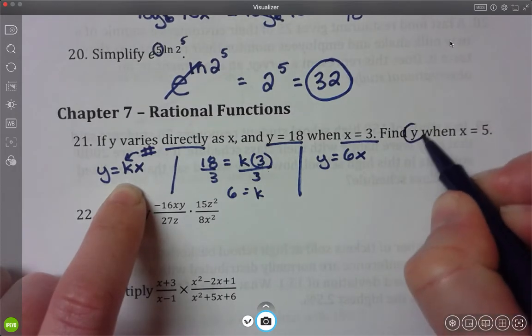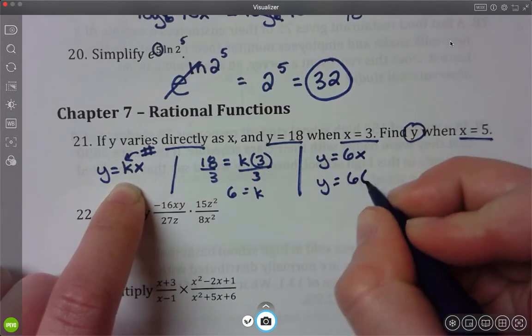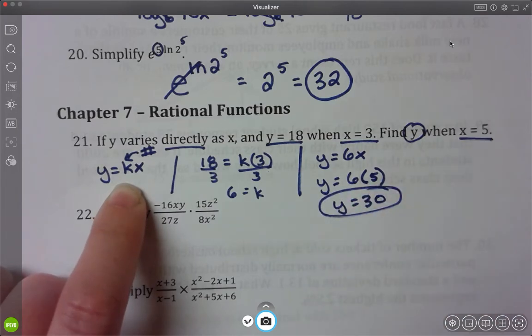So I'm just rewriting this thing with the 6 put in there. And now they want me to find y when x is 5. Okay, so y is what I'm solving for. And I'm going to plug 5 in for x. So I have 30 in this case. Y is equal to 30.